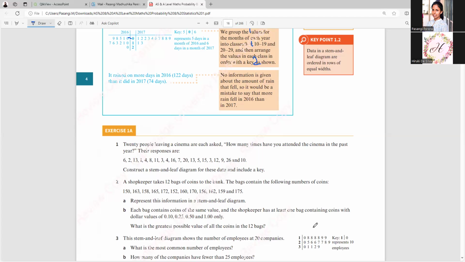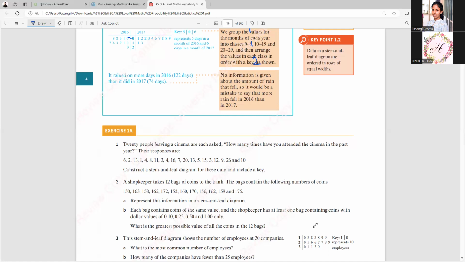Each bag contains coins of the same value, and the shopkeeper has at least one bag containing coins with dollar value. What is the greatest possible value of all the coins? What does that mean? They're asking. Yeah, that's what I can't also understand. The question is pretty confusing.